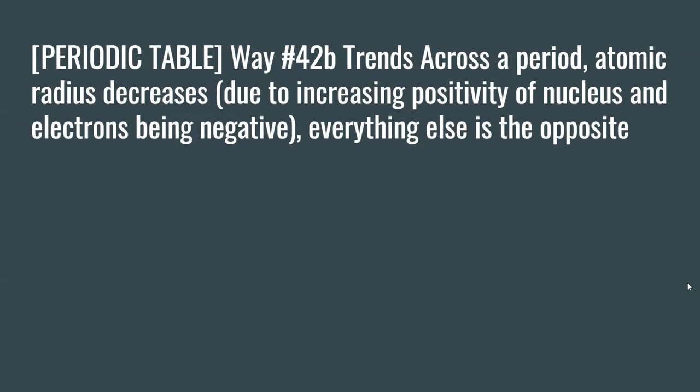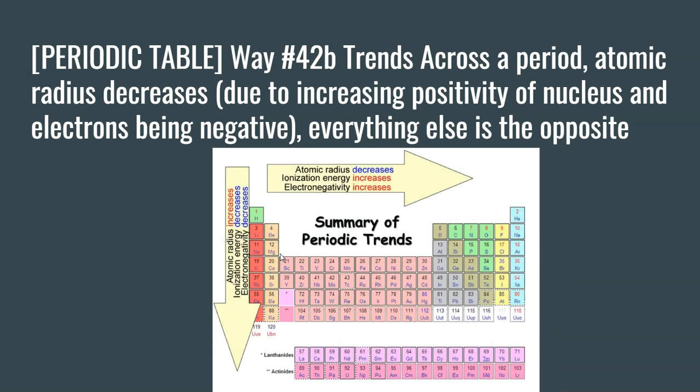Now we'll talk about the general trend across a period. You should note that when it comes to noticing trends within the periodic table, atomic radius decreases as we go across a period, across a horizontal row. And this is primarily due to the increasing positivity of the nucleus.